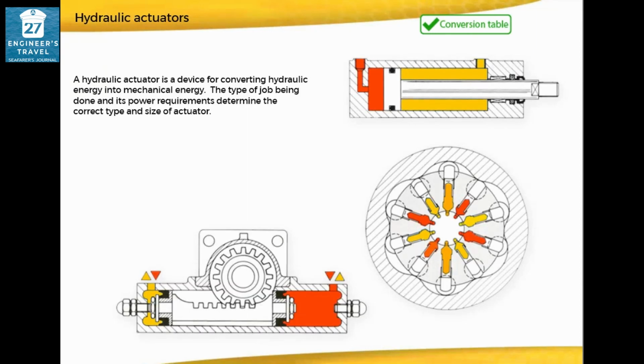This section will provide a short introduction to hydraulic actuators, their construction and operation. A hydraulic actuator is a device for converting hydraulic energy into mechanical energy. The type of job being done and its power requirements determine the correct type and size of actuator.